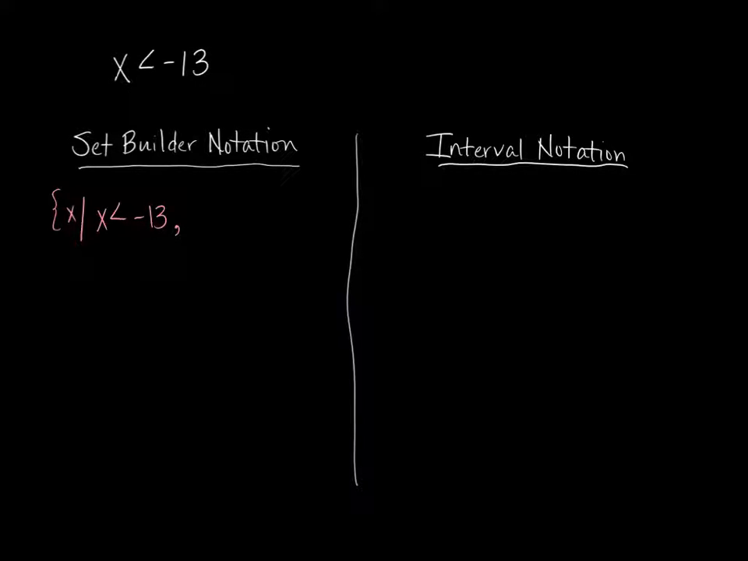Now since you are just given negative 13, we're assuming that all of the numbers in the set are going to be real numbers, so you have to have x includes real numbers.